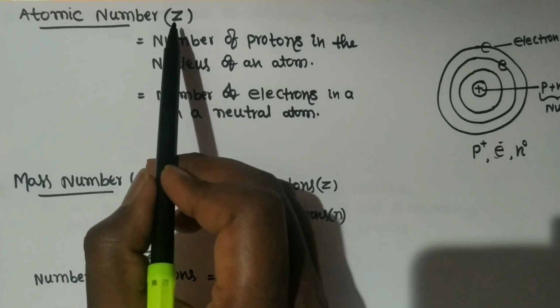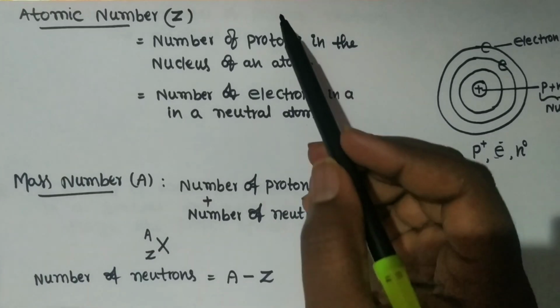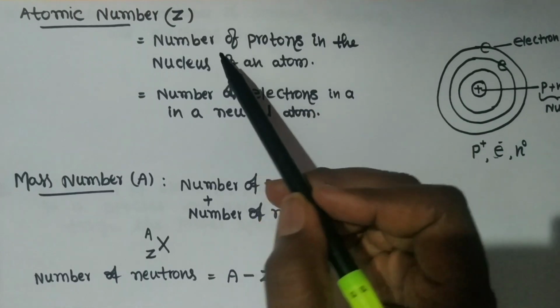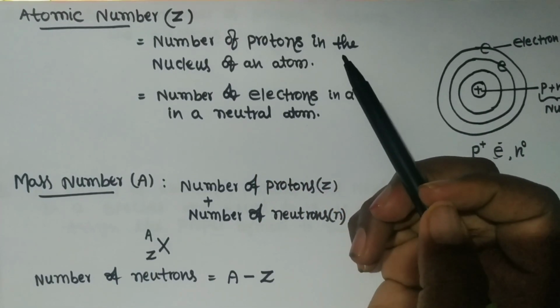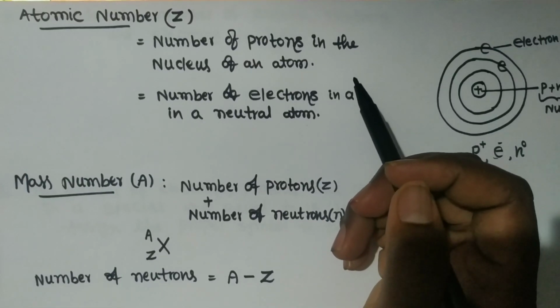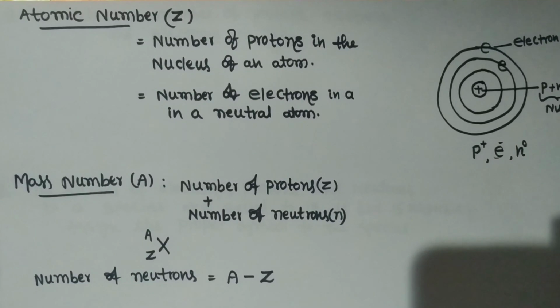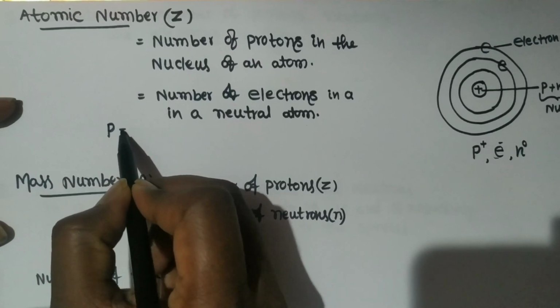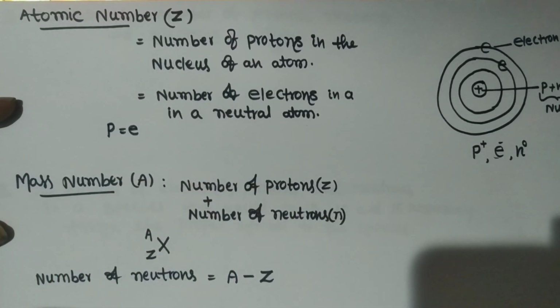Atomic number is represented with capital Z. What is the atomic number? It is the number of protons in the nucleus of an atom, or the number of electrons in a neutral atom. So the number of protons or the number of electrons present in an atom is called atomic number. The number of protons and electrons are both equal in a neutral atom.